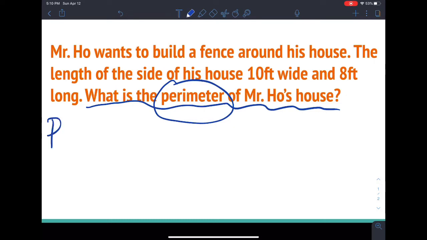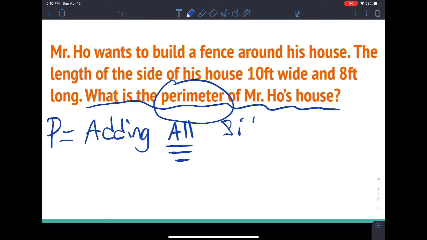Perimeter, or P, how do I solve perimeter? Well, you solve perimeter by adding all, I'm going to underline all, sides. Now, it's important that we add all the sides, okay? So, what really helps me for this one is drawing a picture.